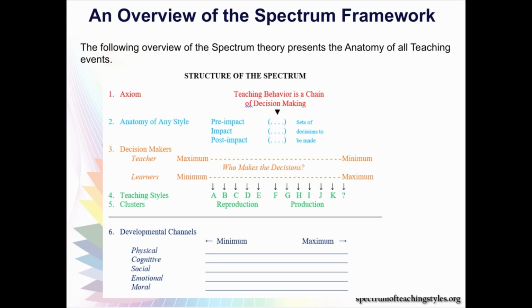The spectrum framework has 6 premises. Premise 1, the axiom. Premise 2, the anatomy of any style. Premise 3, the decision makers. Premise 4, the teaching styles. Premise 5, the clusters. And premise 6, the developmental effects, or developmental channel. I am going to explain each of these premises.